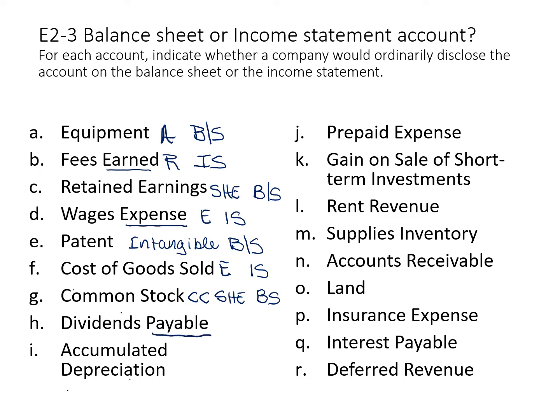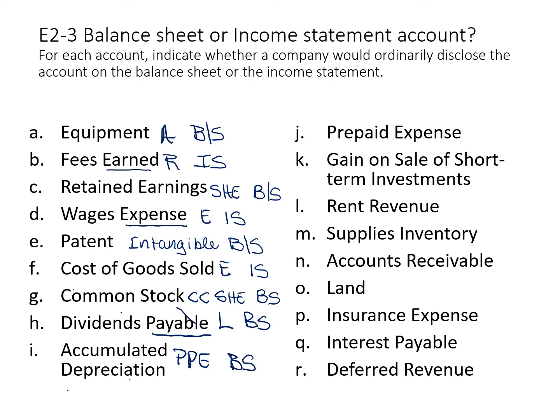Dividends payable is a liability. That means it's the dividends that have been declared but not yet paid. So it's a current liability, so it's on the balance sheet. Accumulated depreciation, you got it. It's property, plant, and equipment, and it shows up on the balance sheet.